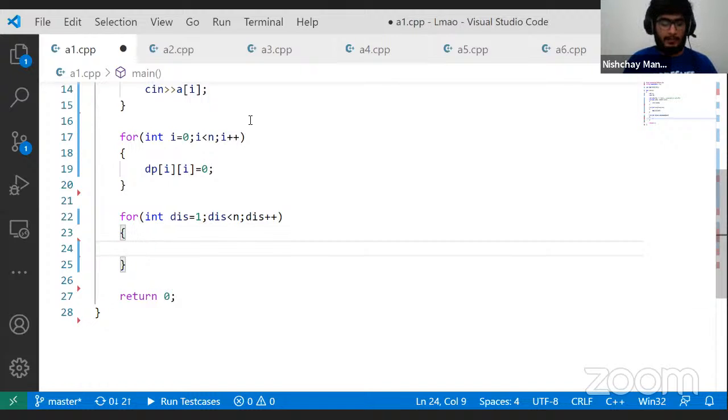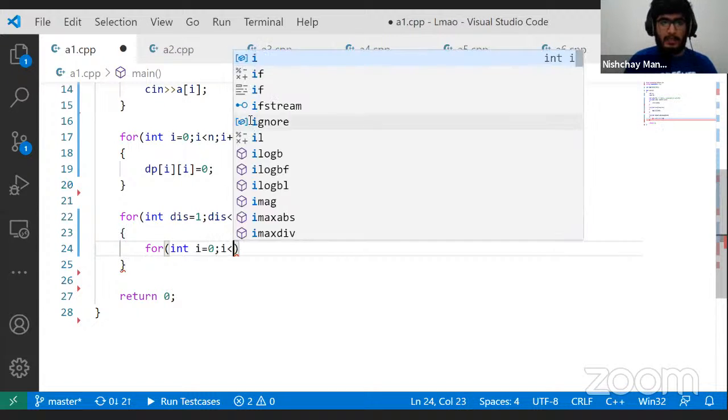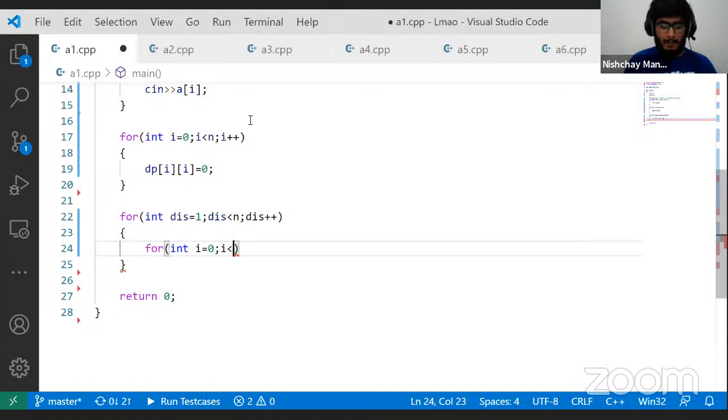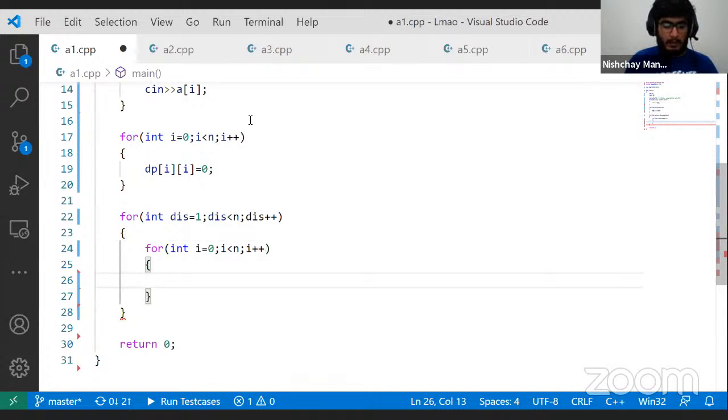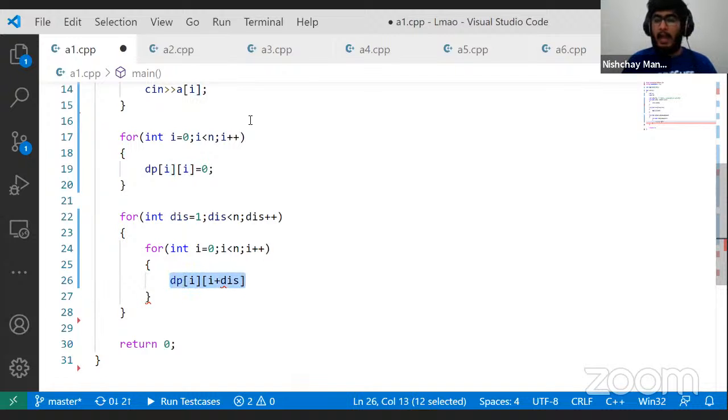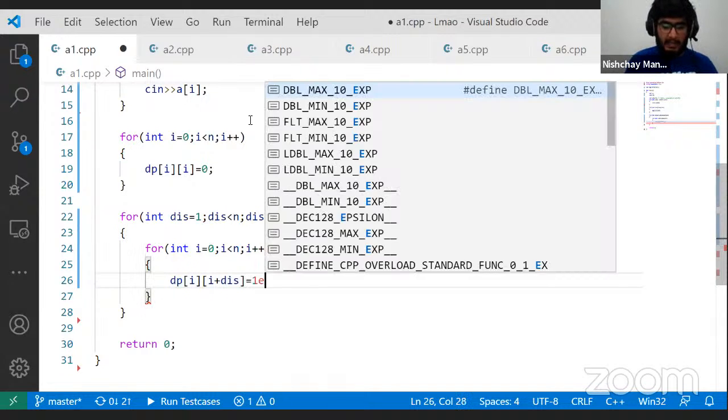What this distance function means, basically: for int i equal to 0, i less than n, i plus plus, dp[i][i + distance]. I'm trying to calculate dp[i][i + distance], right? This, let's say, is something like 1e9 currently.